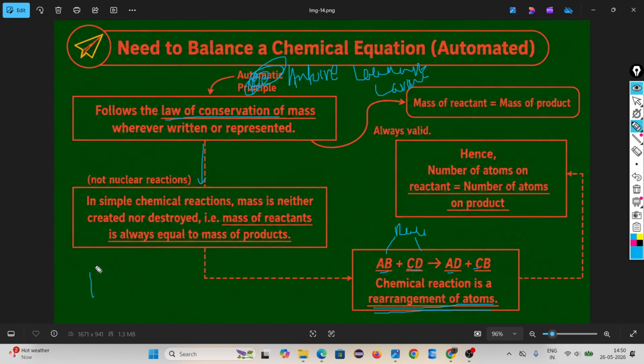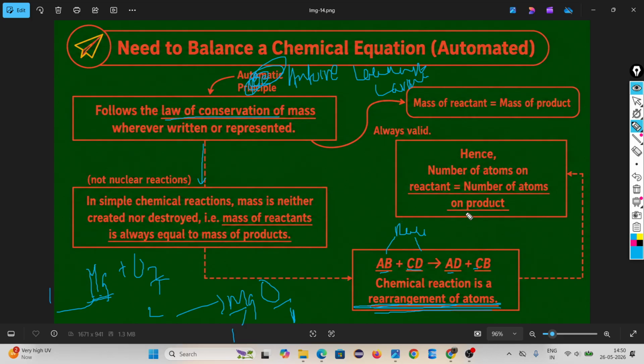Suppose here I have magnesium plus oxygen, and we create magnesium oxide. Here, magnesium atom is 1, and here 1. But here oxygen is 2, and here oxygen is 1. So we have to balance it, because according to the law of conservation of mass, mass cannot be created or destroyed in a chemical equation. So what is happening in a chemical equation? Only atoms are rearranging.